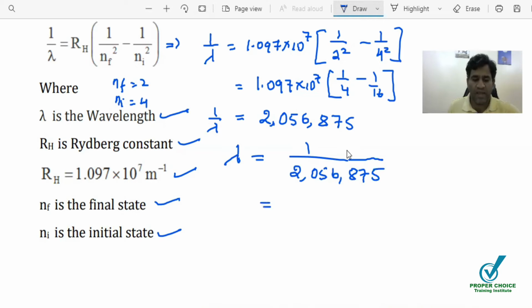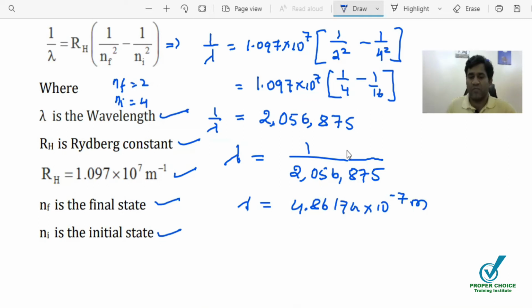We're going to get the value of lambda here as 4.86174 into 10 to the power negative 7 meter. So this is the value of lambda, and usually the wavelengths are measured in nanometers.